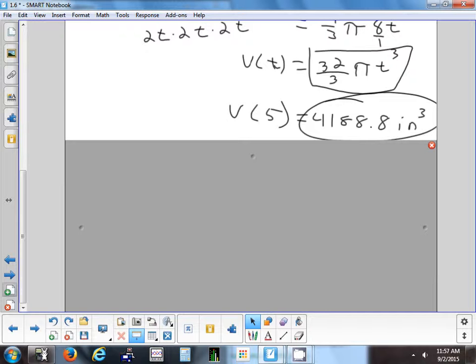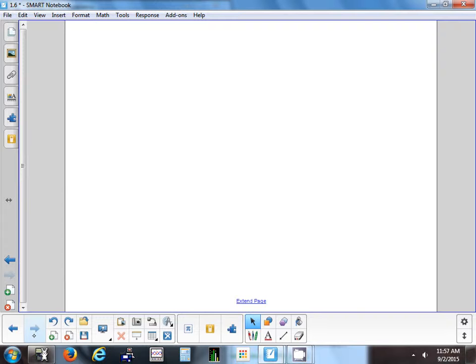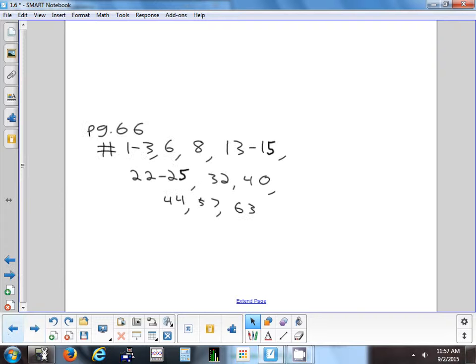Okay, so that's section 1.6. Basically I'm creating new functions. So the homework tonight, page 66. It's 1 through 3, 6, 8, 13 through 15, 22 to 25, and then 32, 40, 44, 57, 63.